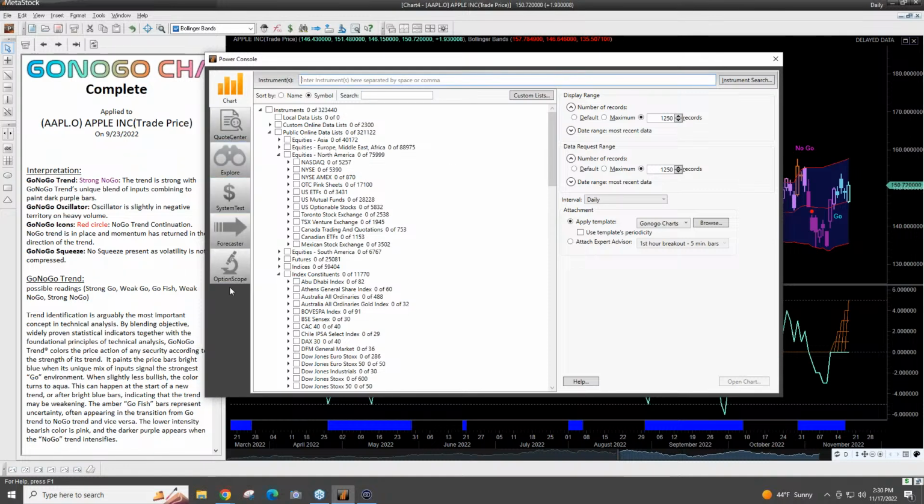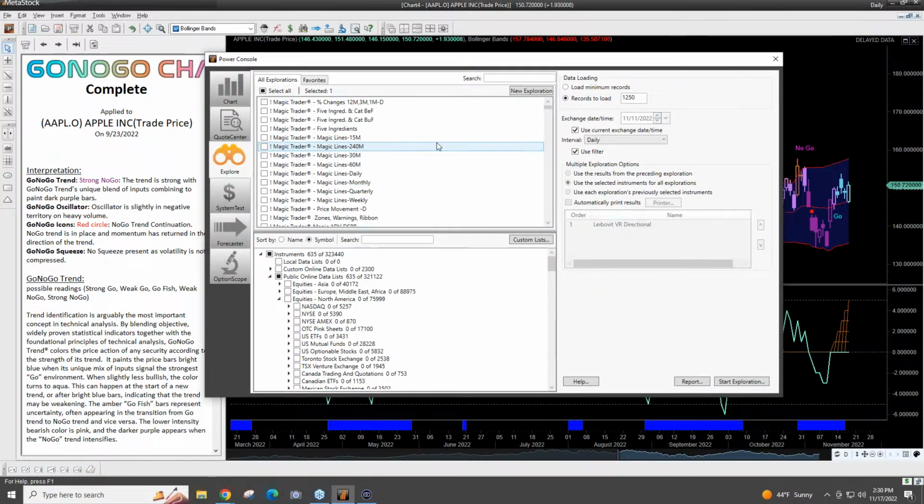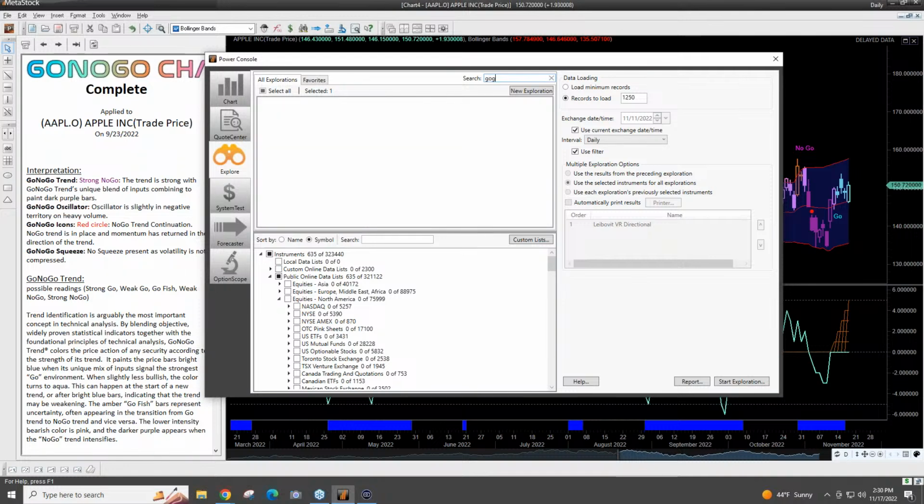So inside of MetaStock, you've got your different options. Obviously, if I want to open up charts, I type in symbols here, etc. So if I come down here and I click on Explore, inside my MetaStock 18, I can actually just do a search for GoNoGo. And you can do all three of them if you want. You can do the trends, squeeze, or icons. So let's just look for the icons. This one is going to identify all of the trend icons. I can actually scan for the icons, but we'll play around with all of those.